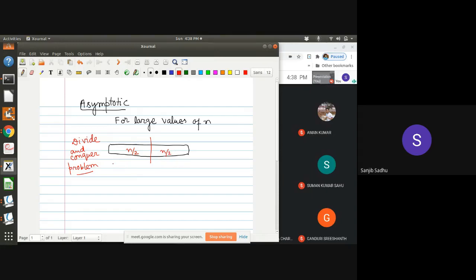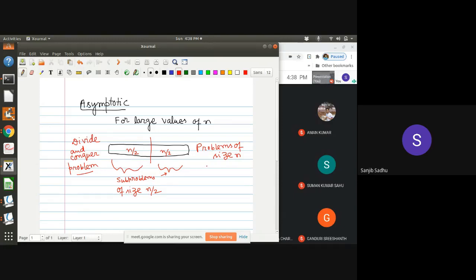Anyway, then you find out the solution of this. How? Again you will further subdivide this, and you will find out the solution of this part and this part. So these are the sub problems of size n by 2, and this is the problem of size n.